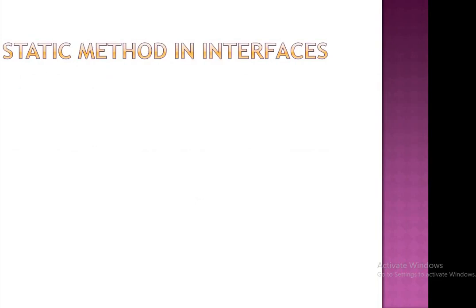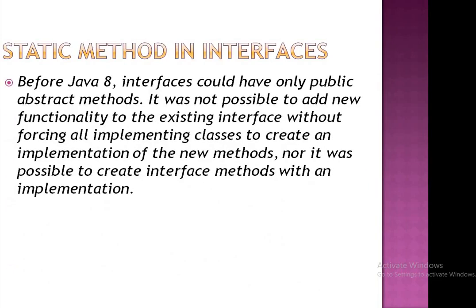Okay, another one is static method in interface. It is in Java 8. Before Java 8, an interface could have only public abstract methods. It was not possible to add new functionality to an existing interface without forcing all implementing classes to create an implementation of the new methods, nor was it possible to create interface methods with an implementation.